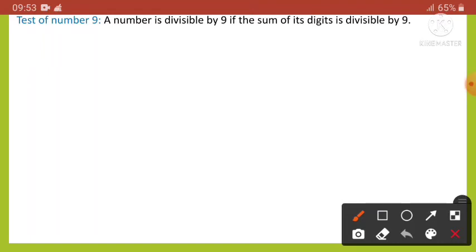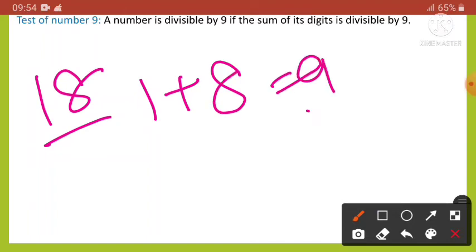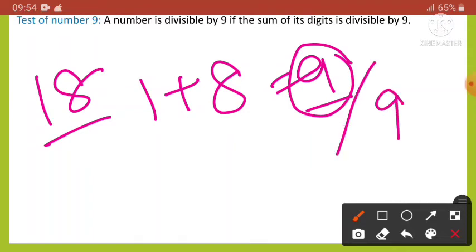Now we are checking the divisibility test of number 9. A number is divisible by 9 if the sum of its digits is divisible by 9. Suppose I am taking a number 18. Is it divisible by 9? How to check? We have to add the digits and divide the result by 9. If it is divisible, then you can say that the number is divisible.